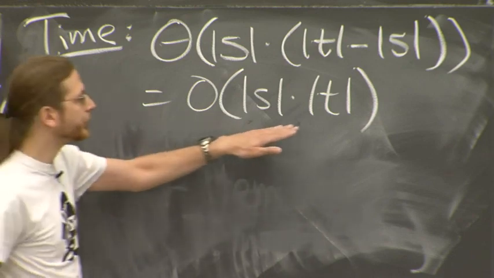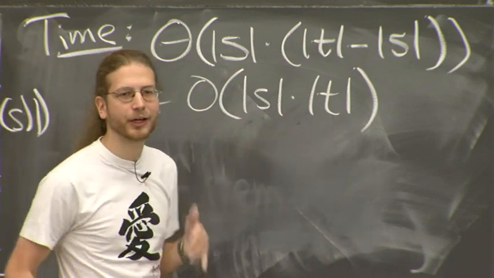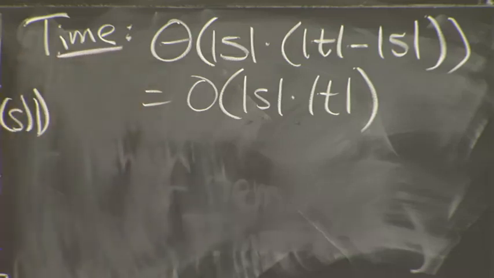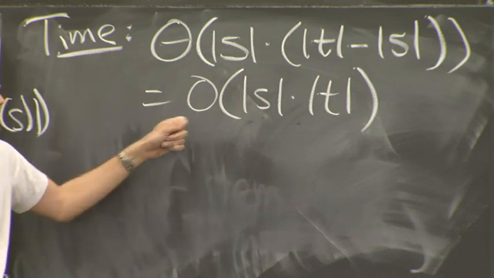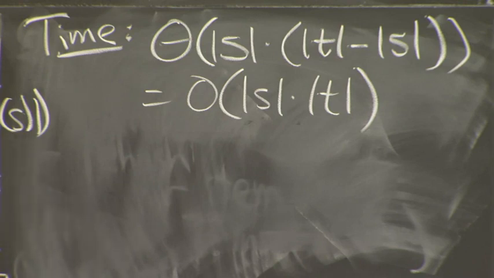I mean, certainly you need s plus t. You've got to look at the strings. But s times t could be quadratic if you're searching for a really long string in another string. So what we'd like to do today is use hashing to get this down to linear time. So, ideas. How could we do that?